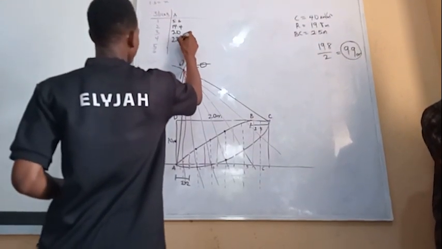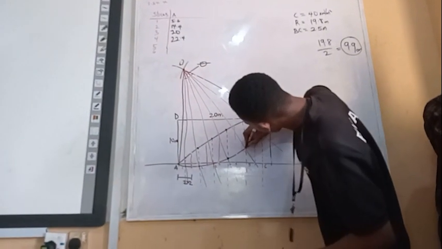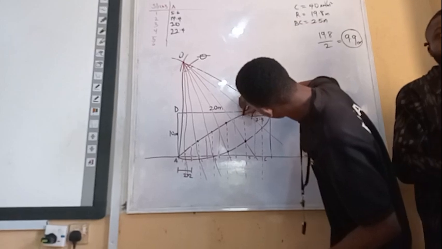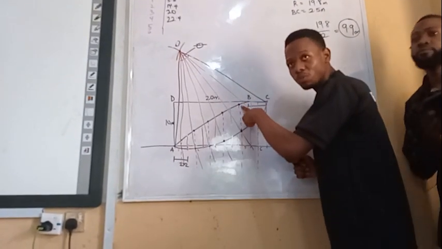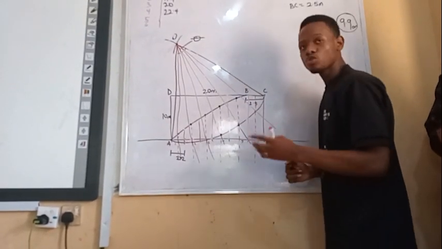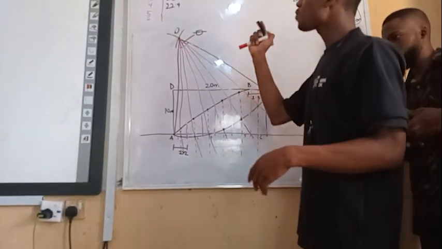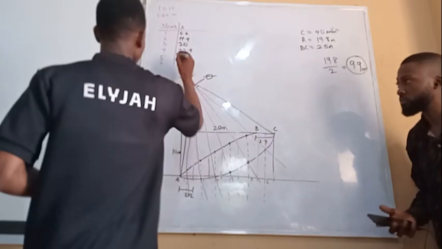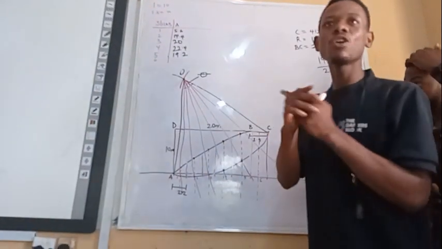22.4. So for this one, from here to here, please don't forget, from the curve to the slope, not from this horizontal line. 2.4. Okay. 2.3, 2.4. So 2.4 times 8 is what? 19.2.